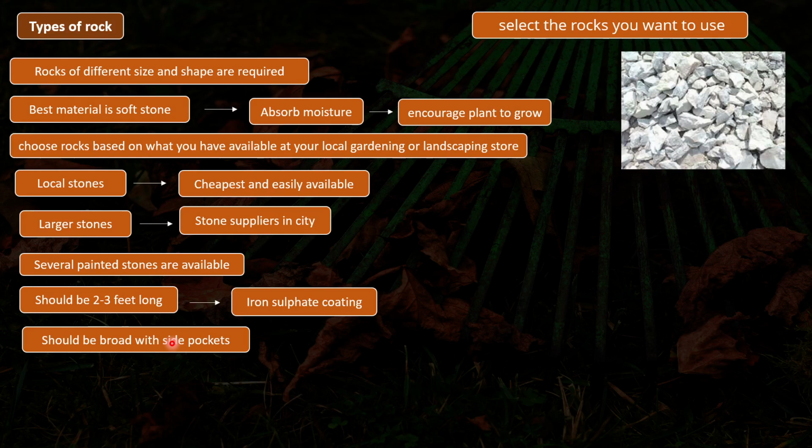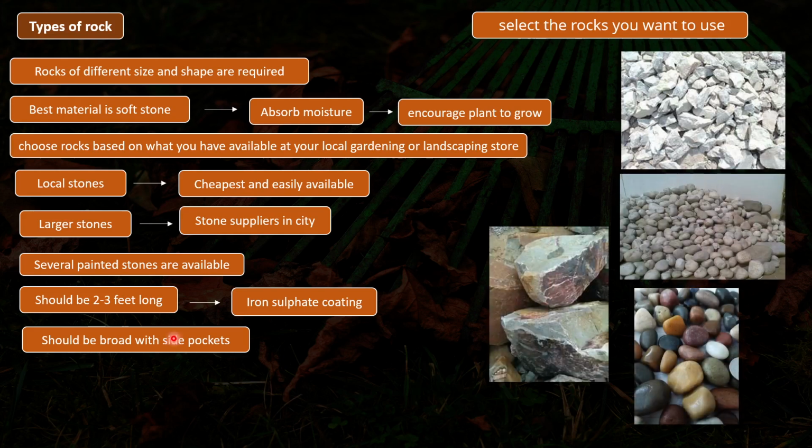The various types of rocks that are available, I need not mention; you all must have seen them somewhere. These are the various types of rocks that you can utilize: the larger ones, the smooth ones, the soft ones, and the smaller ones. Depending upon the size of your rock garden and the shape you have preferred, you can utilize the rocks accordingly.